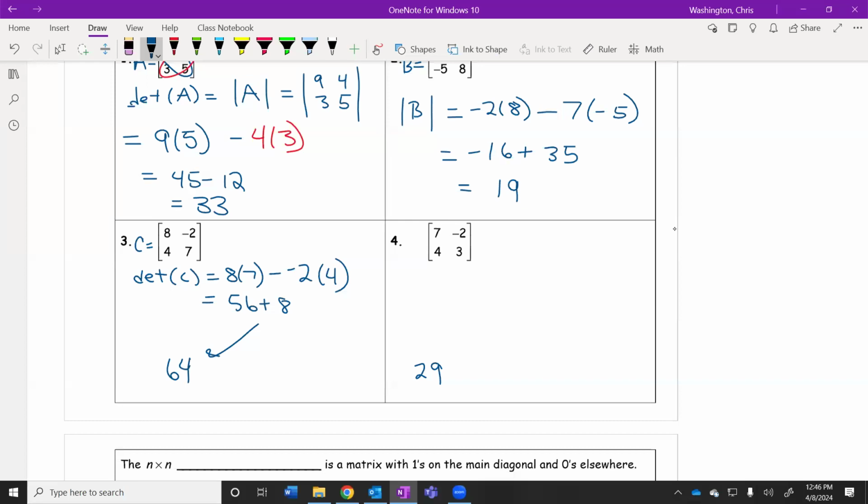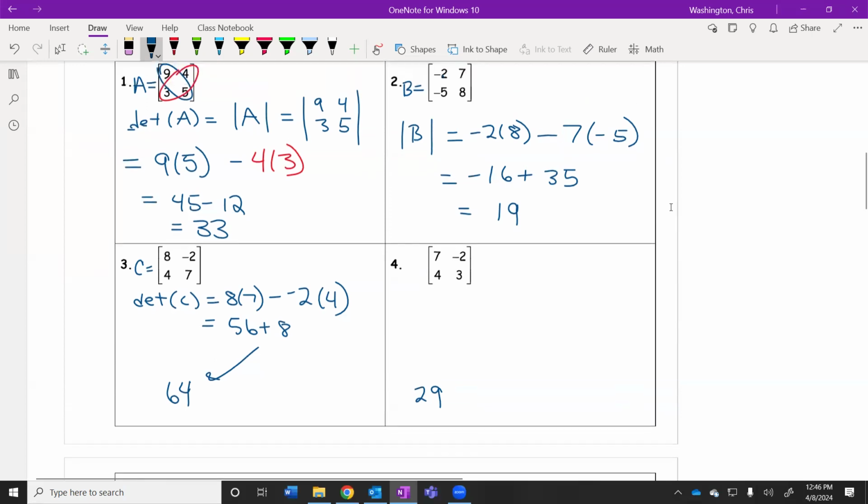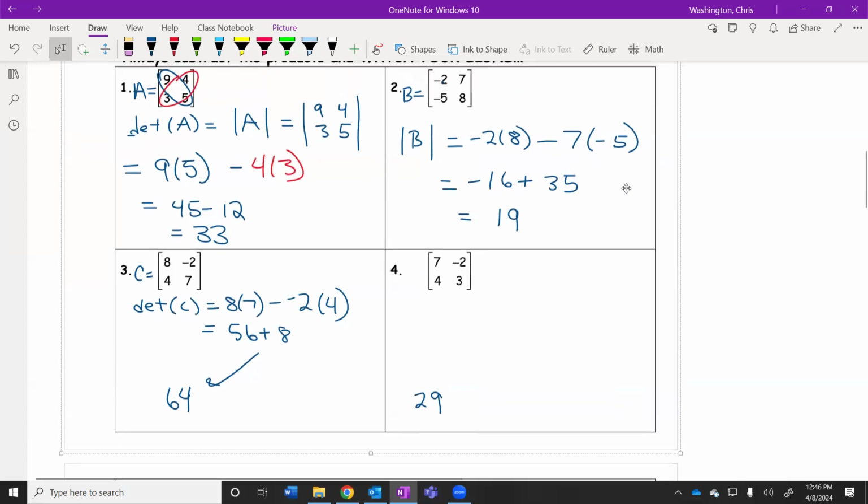Number 4, you should have got 29. Any questions about number 4? 7 times 3 is 21. -2 times 4 is -8. But it's going to be 21 minus -8. So it actually ends up being 21 plus 8.